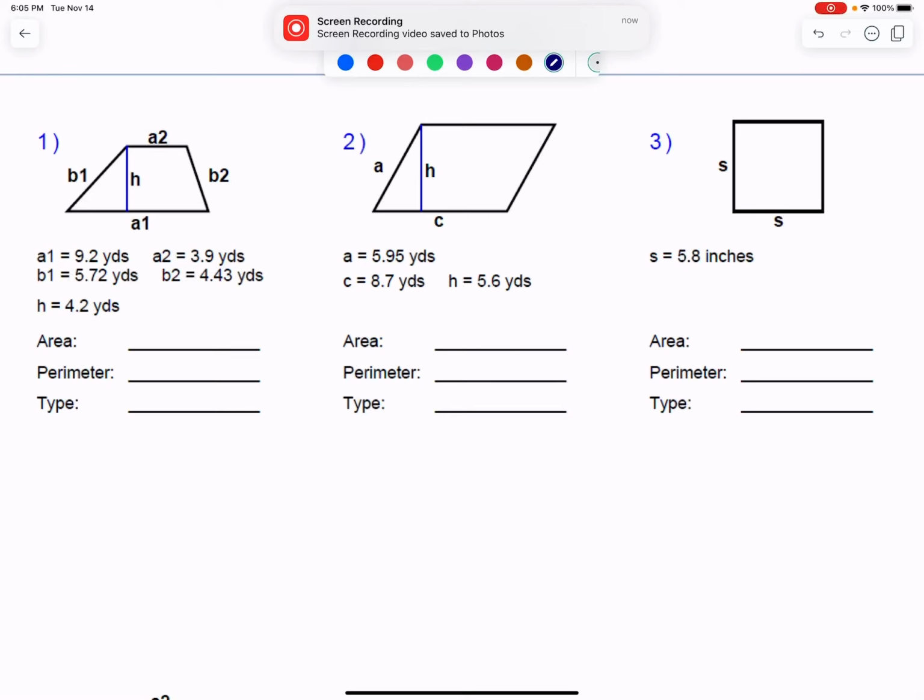Welcome back. I know you are super excited to use all of that area and perimeter knowledge, so we are going to jump right into it. The first thing I want to make sure you know is that, in order to be super successful here, we are going to do two things.